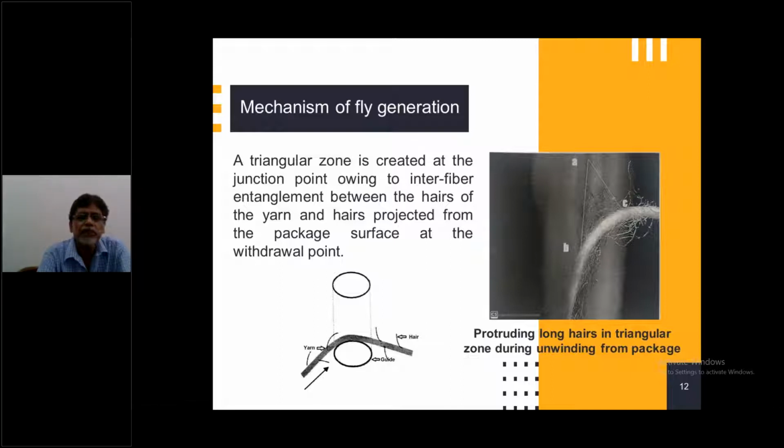During its movement from one package to another package, it travels a long path. And during that path, it comes across a number of different types of guides or elements over which it is passing. If you see the next figure, you can see that the fibers projected from the yarn surface will strike the guide. The moment it strikes the guide, or rubs over the surface of the guide, a force will be exerted on the free ends of the fibers.